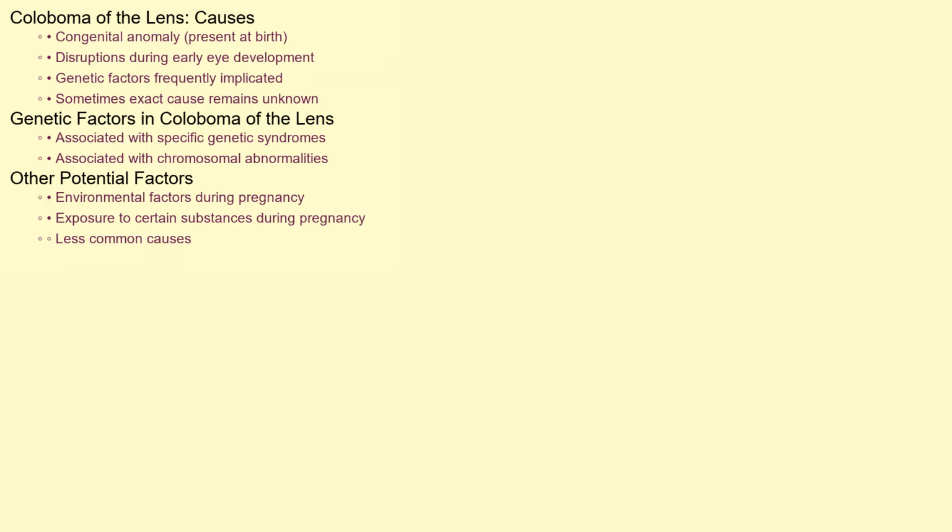The exact cause of coloboma of the lens is complex and often multifactorial. It's primarily considered a congenital anomaly, meaning it's present at birth. This usually stems from disruptions during the early stages of eye development in the womb. Genetic factors are frequently implicated, and coloboma of the lens can be associated with specific genetic syndromes or chromosomal abnormalities. In some cases, environmental factors or exposure to certain substances during pregnancy may play a role, but these instances are less common. It's also important to note that sometimes the exact cause remains unknown.